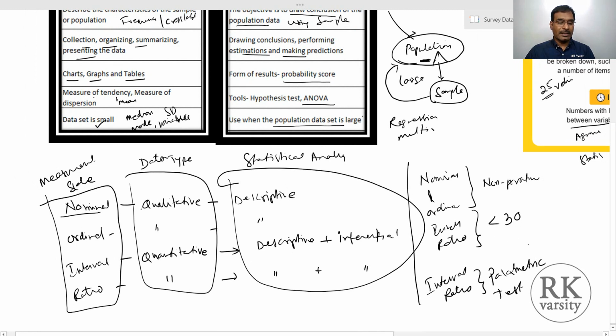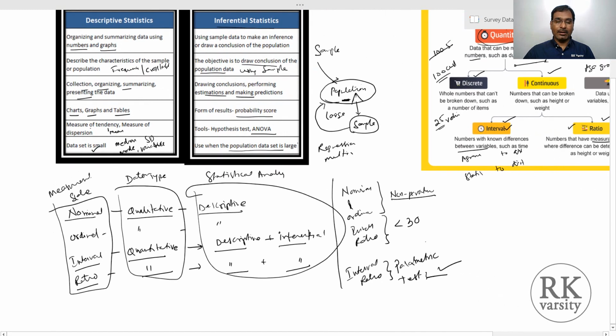So nominal scale: qualitative data, descriptive analysis and non-parametric statistical test. Interval scale: quantitative data, descriptive analysis as well as inferential statistics and parametric tests. If sample size is less than 30, then you go for a non-parametric test. And when it comes to the ratio scale: quantitative data, both descriptive and inferential, parametric statistical test. If the sample is less than 30, then non-parametric statistical test. This is an overview of types of data, your measurement scale, statistical analysis and statistical tests.